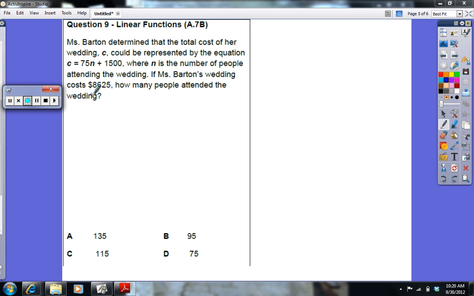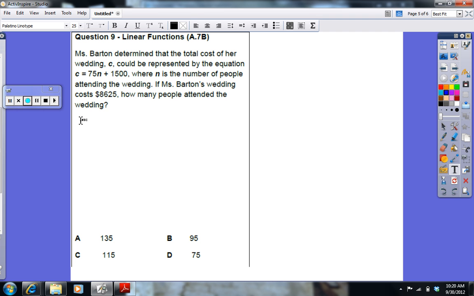Now I saw a lot of students doing guess and check on this problem. They were using their answer choices, plugging them in for n, and seeing which one would give them 8,625. You might be able to solve the problem that way, but what if it wasn't a multiple choice question? How would you solve it then? Let's look at how we would solve this if it were not a multiple choice question.